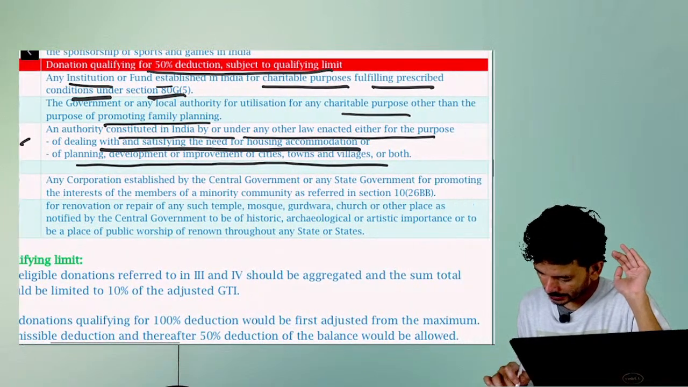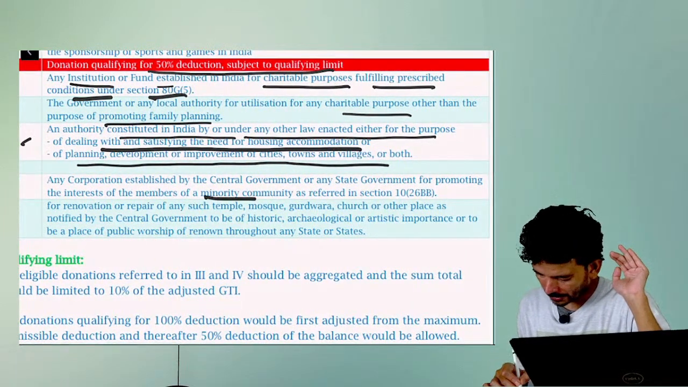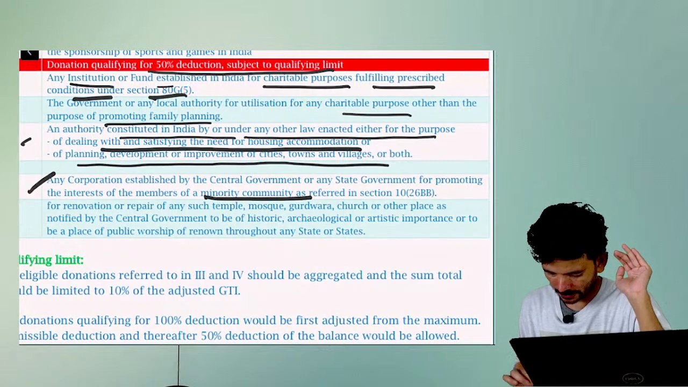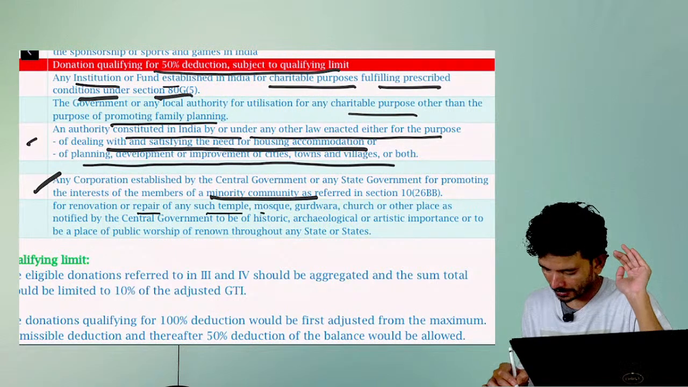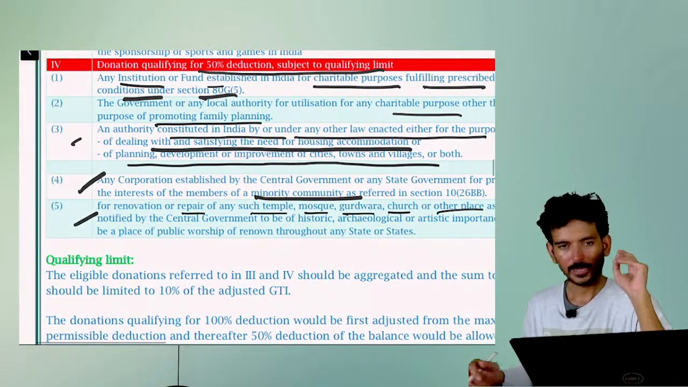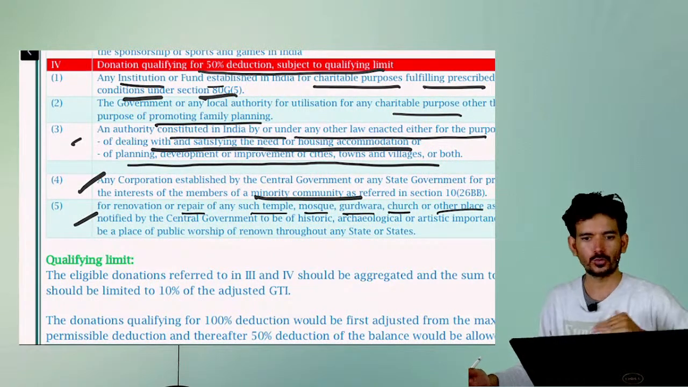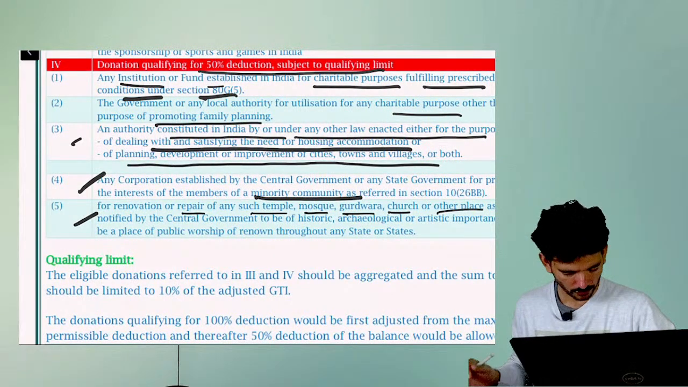And for minority community, if you are doing anything, any installation, 50% with the limit. And if you are repairing anything like temples, mosque, gurudwara, church or any other place of notified things, again 50% with limit. So just go through these things once before examination, you will be good with that.